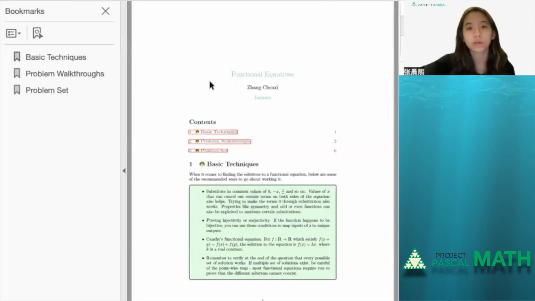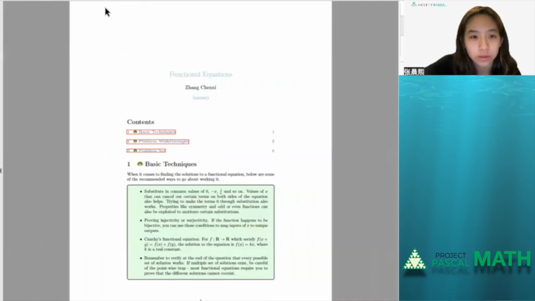So today I'll be going through functional equations of around the IMO level, and I'll be using some of my own notes and then going through some of the problems based on the solutions. So, this is my notes, and I'll be going through this.